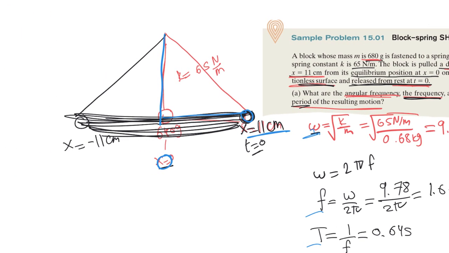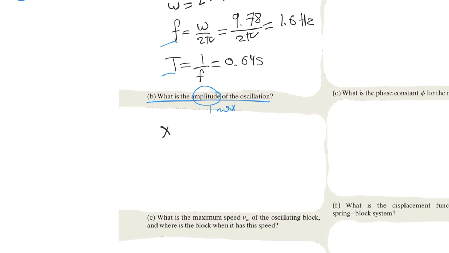that means the energy is conserved. So always we will see that this block moves from 11 centimeters to minus 11 centimeters, so the motion will repeat between this and this. So the amplitude xm is equal to 11 centimeters.